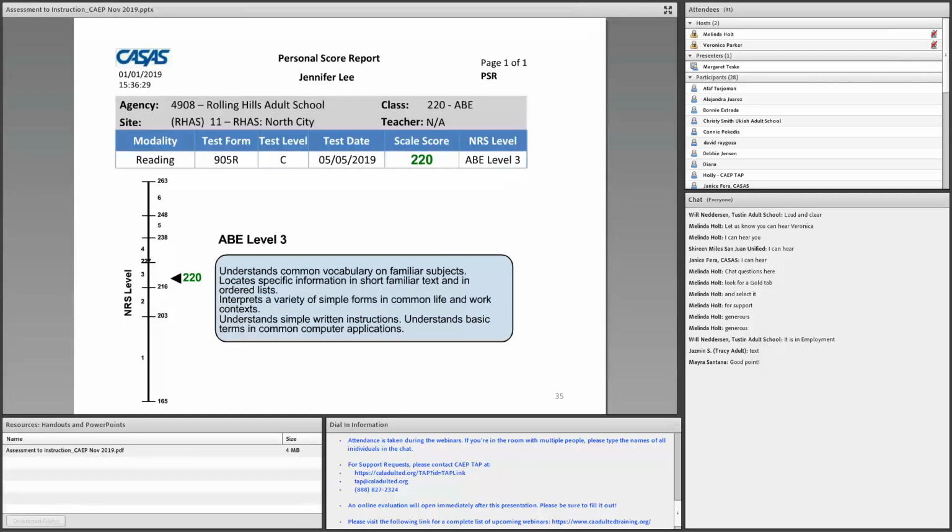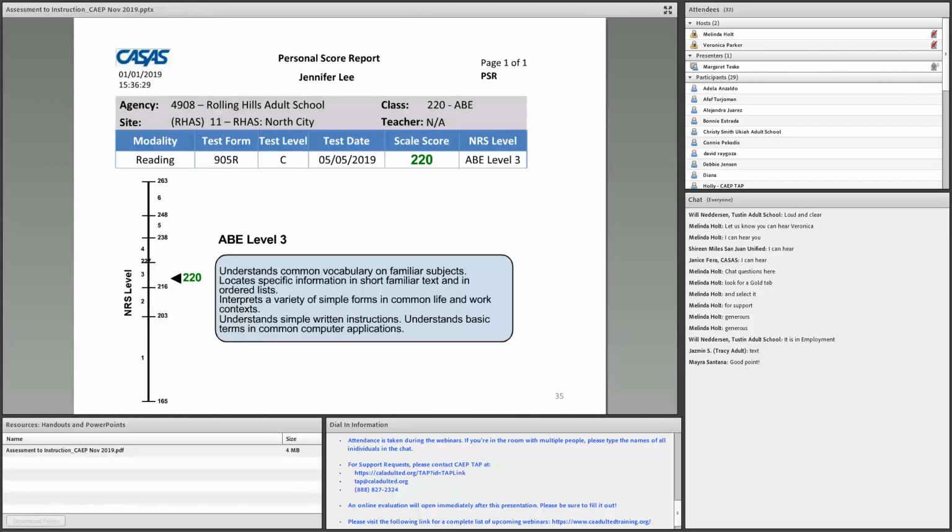The score report looks like this. So the student's name is at the top. It tells them what agency, what site, what class they're in, and maybe there's no teacher assigned yet because they're not in a class. This gives them their actual score and their program area. So this student is tested using the Goals 905 reading test. The test level is C, and their scale score is 220. So they're put into ABE level 3.